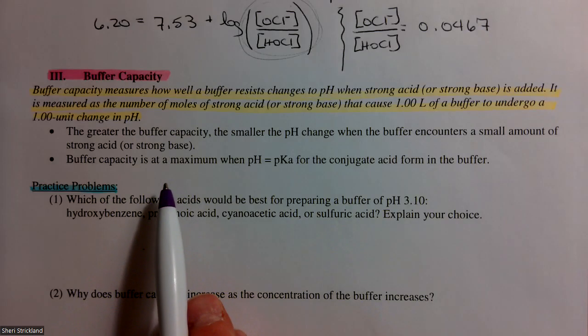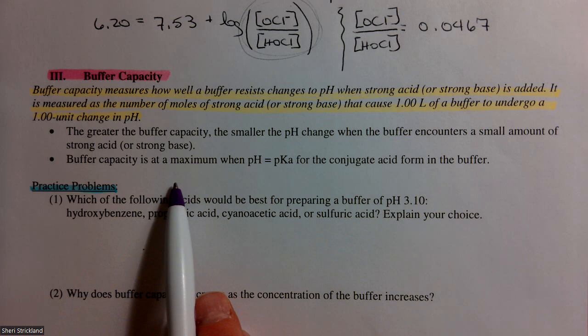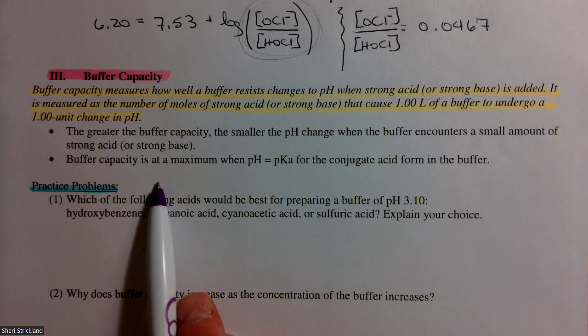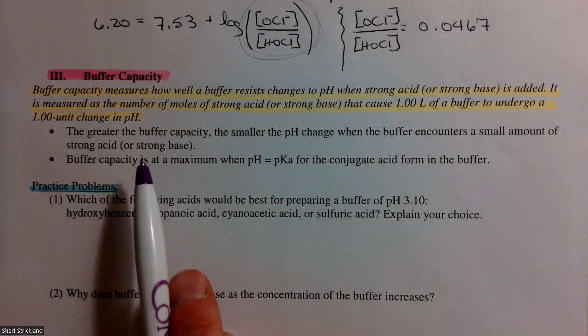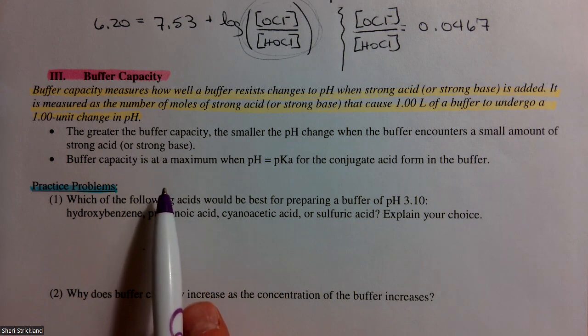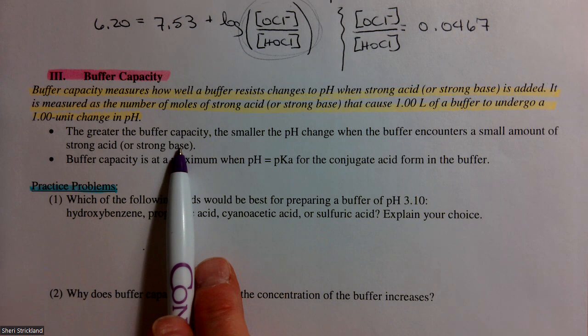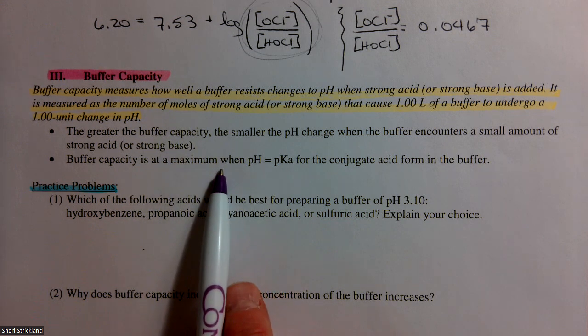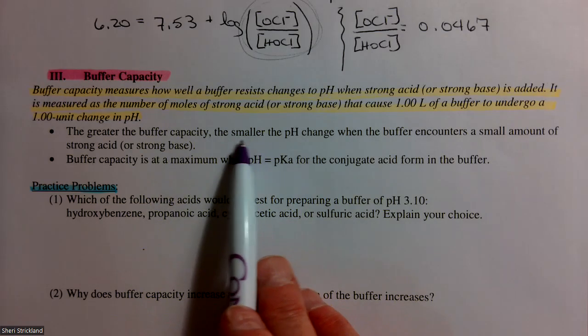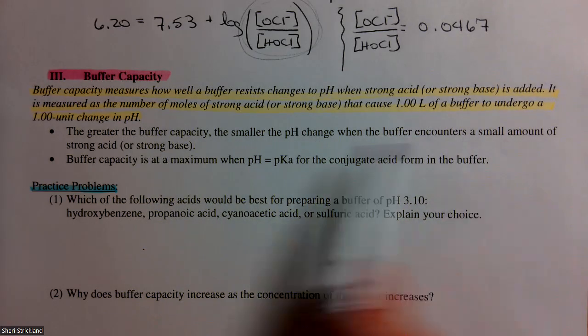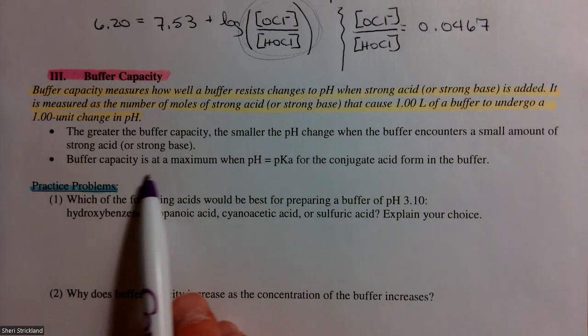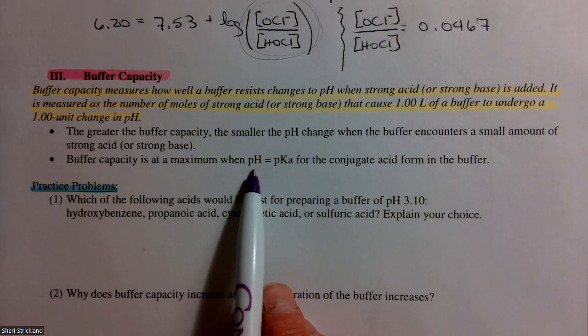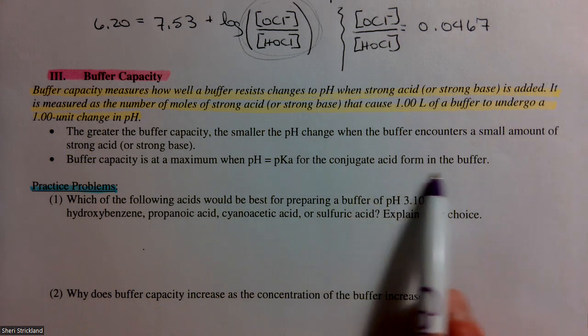We have to have pH in our blood between 7.35 and 7.45, which is not a very big range. So our blood has to defend that pH against any strong acid or strong base that might come into our bodies from a variety of sources. So buffers are very important solutions. And so buffer capacity means how well can a buffer do its job? So the greater the buffer capacity, the smaller the pH change when the buffer encounters a small amount of these guys. And buffer capacity is also at a maximum when the pH of the solution equals the pKa of the conjugate acid from the buffer.